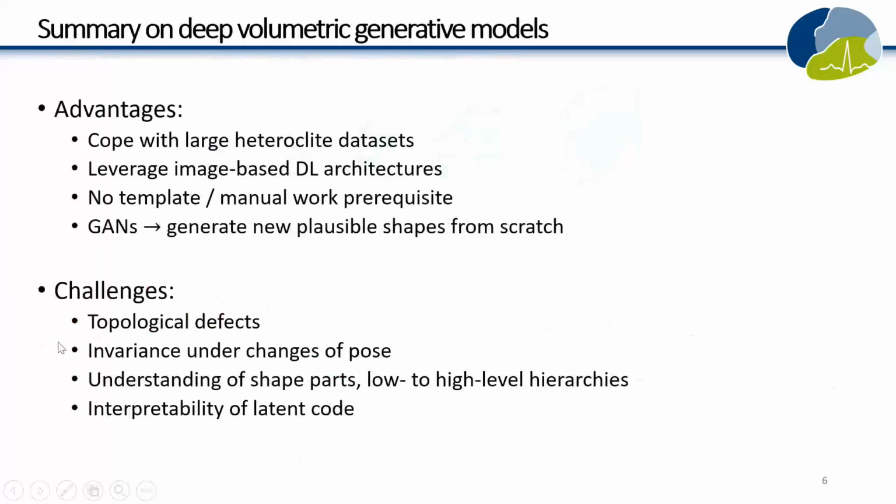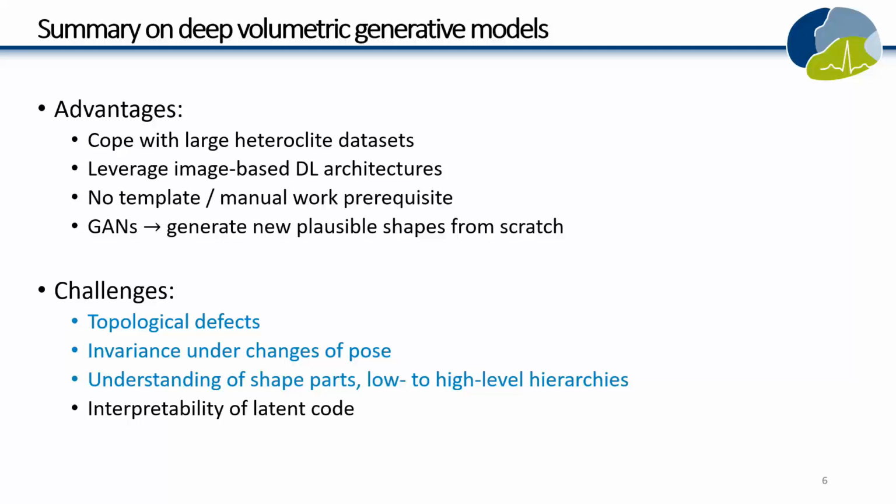Again, to summarize the advantages and challenges, maybe the main advantage to mention again is it was working on a large heterogeneous database. Again, this framework of GAN using image-based neural networks is quite sound and allows to avoid most of the difficulties from using meshes directly. On the other hand, the challenges, again, are topological defects and lack of invariances. You don't capture the natural invariances that you have in shapes. And it's missing some amount of understanding of what the shape is.